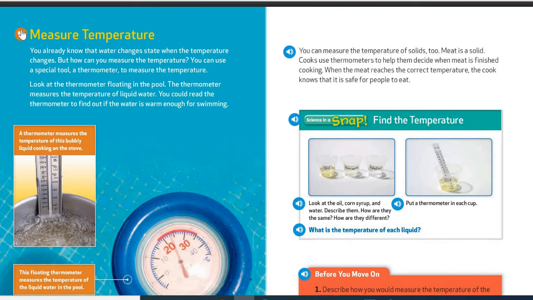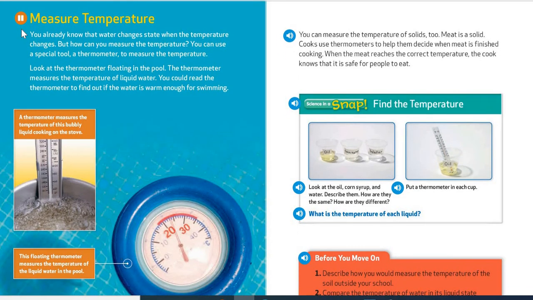Measure temperature. You already know that water changes state when the temperature changes, but how can you measure the temperature? You can use a special tool, a thermometer, to measure the temperature. Look at the thermometer floating in the pool. The thermometer measures the temperature of liquid water. You could read the thermometer to find out if the water is warm enough for swimming.